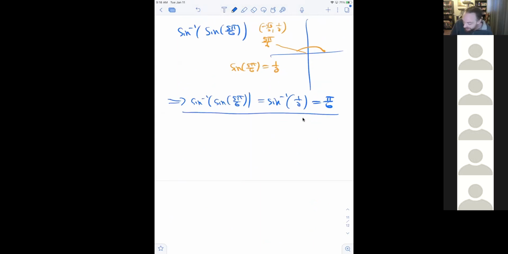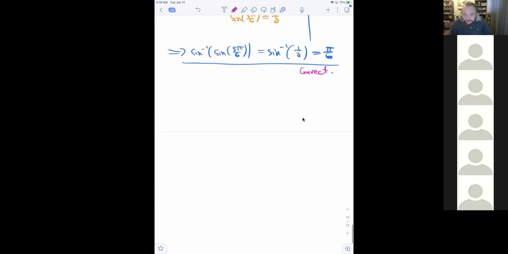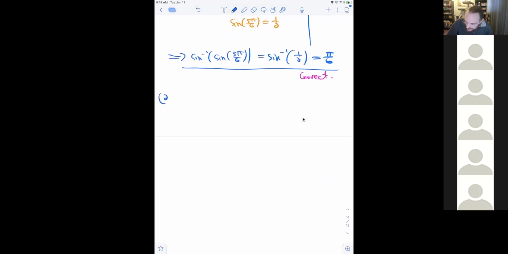So this is the correct computation. And they're going to try and bait you into that immediately. You can't just cancel unless you're in that interval, depending on whether it's sine first or sine inverse first. So that's sine. Don't be tricked by this. Or cosine. Or cosine and arc cosine, these inverses.